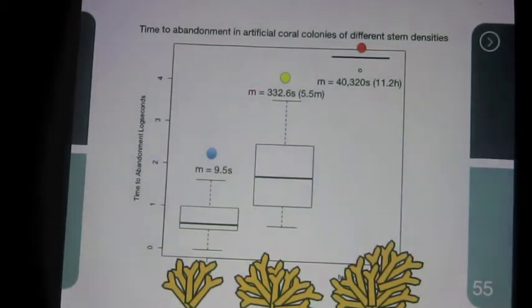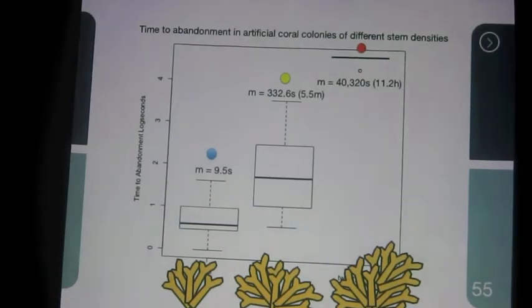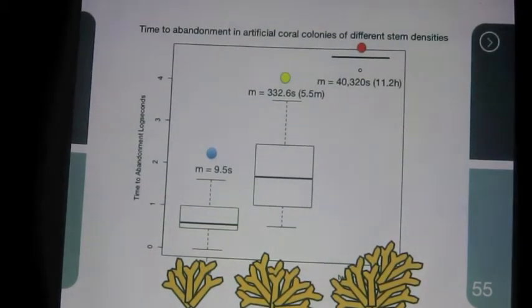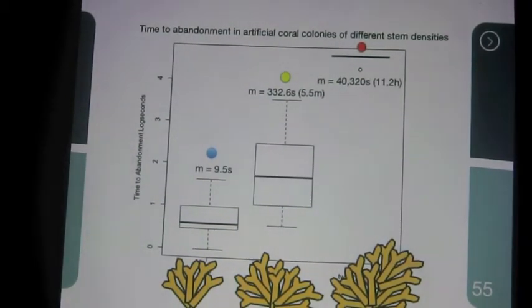For 15 branches, it was 332.6 seconds. So that's about 5.5 minutes. So a lot longer, significantly longer.